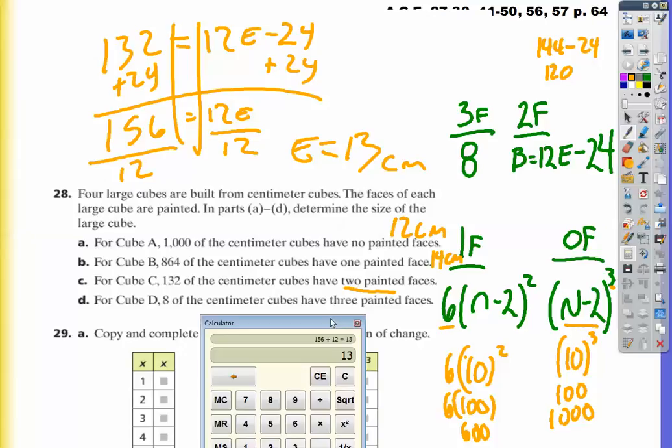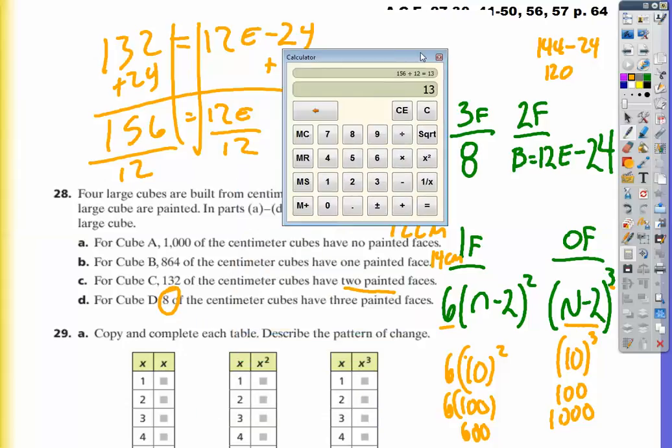Lastly, we have cube D, which has 8 centimeter cubes that have 3 faces painted. Wait a second. All cubes that are made of centimeter cubes have 8. I can't answer this question because all of them do.